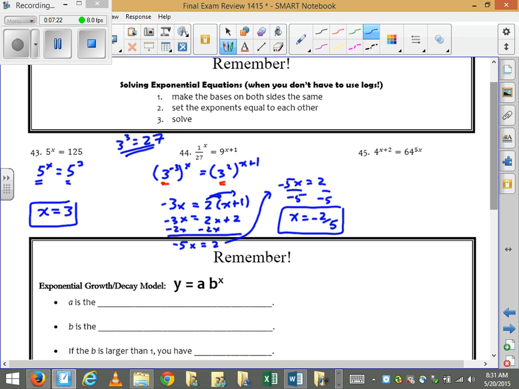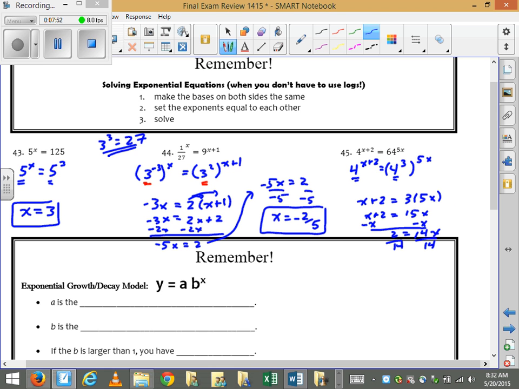In 45, I believe 64 is the same thing as 4 to the third. And so I don't even have to touch the piece on the left side of the equation. Got the same base now, so I can get rid of it. So x plus 2 equals 3 times 5x, or in other words, x plus 2 equals 15x. Subtract x. So 2 equals 14x. Divide both sides by 14. So here x equals 1/7 if you simplify 2 over 14.